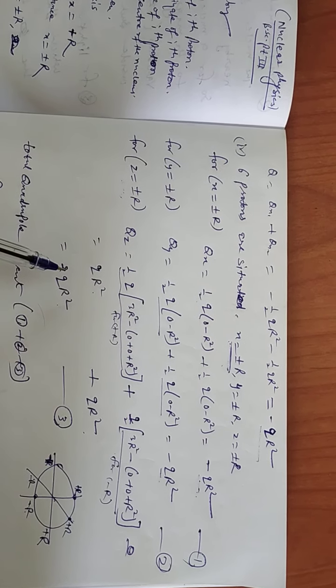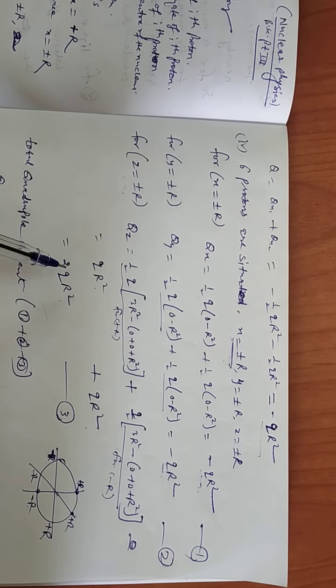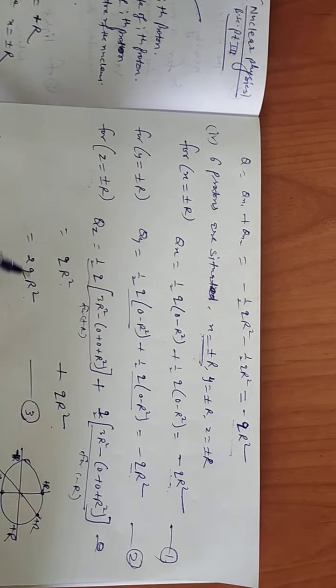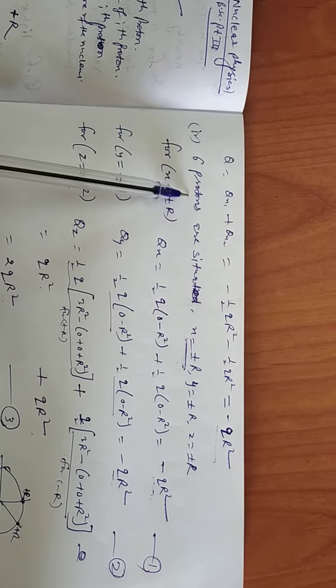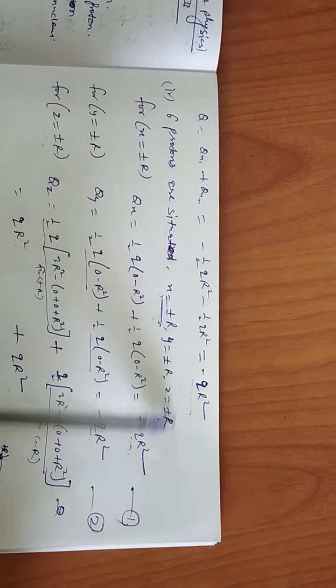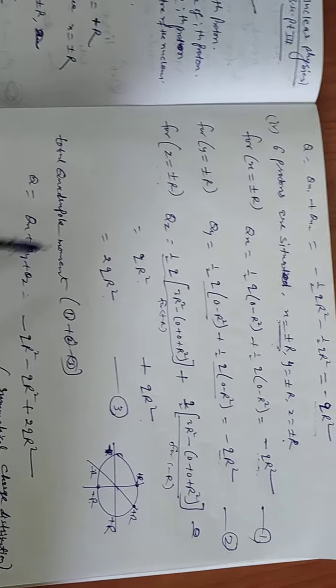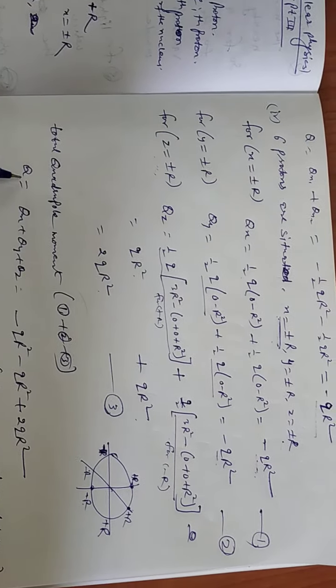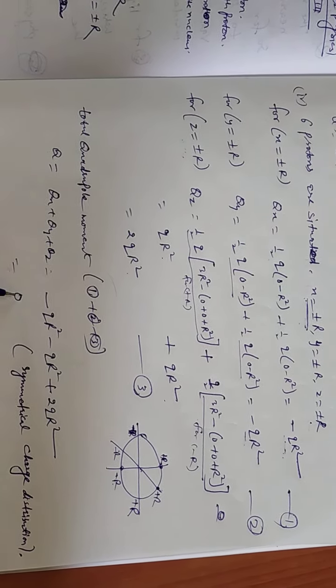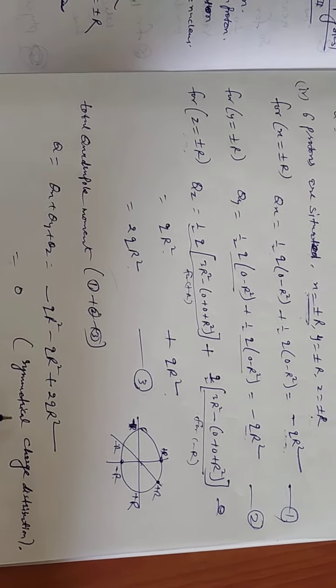Now if we find the quadrupole moment due to these 6 protons which are situated at these points, then we can add them, Q is equal to Qx plus Qy plus Qz, and finally we get Q equals 0.